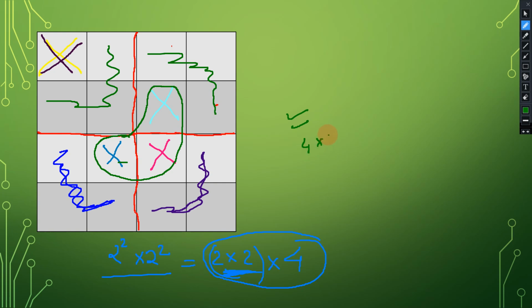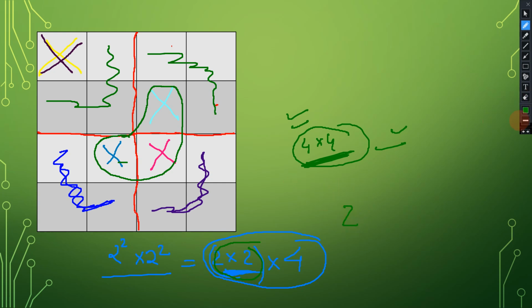A 4 cross 4 checkerboard can be covered using triominoes, and we used the result of a smaller problem of size 2 cross 2 to prove that it is true for 4 cross 4 as well. And this is the intuition of the inductive step. We assume that we have already proved for a smaller board of size 2^k cross 2^k, yes, we can cover the whole board with one tile removed using triominoes, and use that result to prove for a bigger problem of size 2^(k+1).